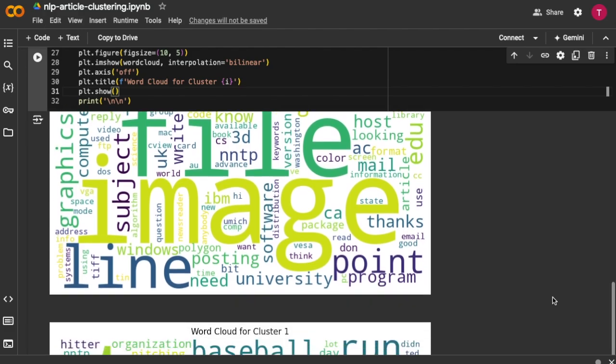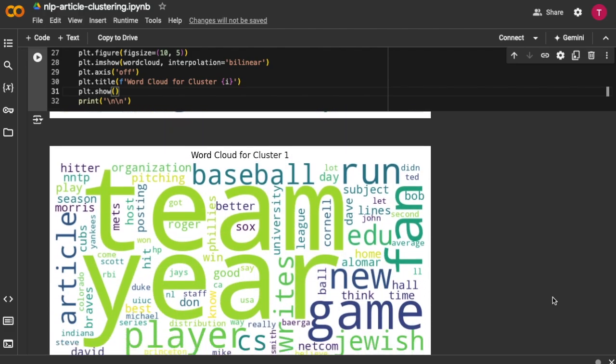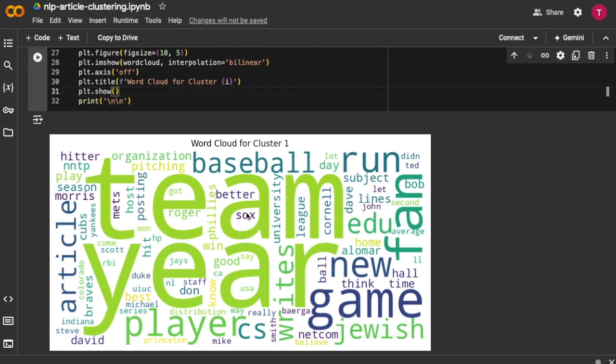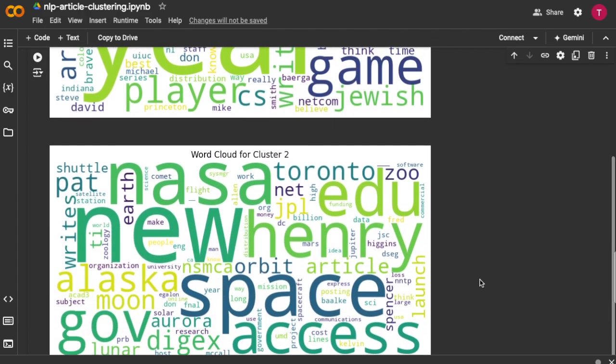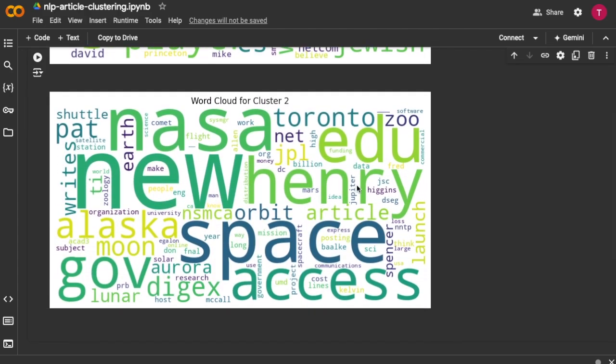The word cloud for cluster 1 has terms like team, year, article, baseball, game, player, fan, run. So clearly this is our baseball category of articles. And then the final word cloud we expect to be space, and in fact it does appear to be just that, with space being one of the main terms, NASA, Gov, and so on. Other terms that you might find relevant in articles about space, like orbit.